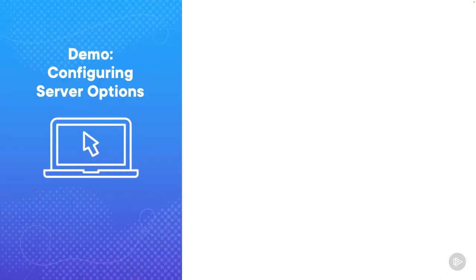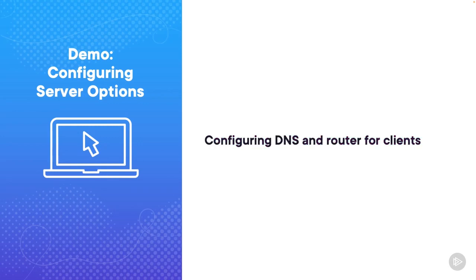All right, let's put theory into practice. In this demo, we're going to focus on server level DHCP options. Specifically, we'll look at configuring the DNS suffix and the router for clients. So what would you expect by the end of this demo? Well, you'll know how to create these options, set their values, and apply them directly, all using PowerShell.